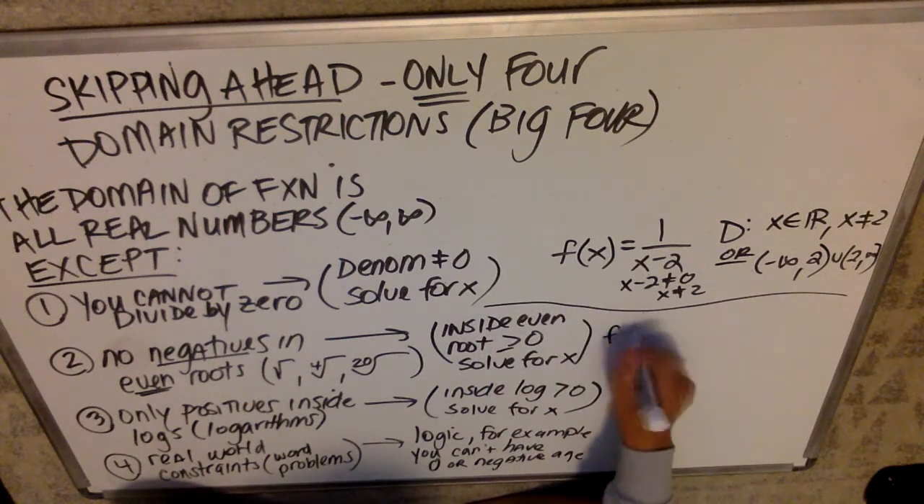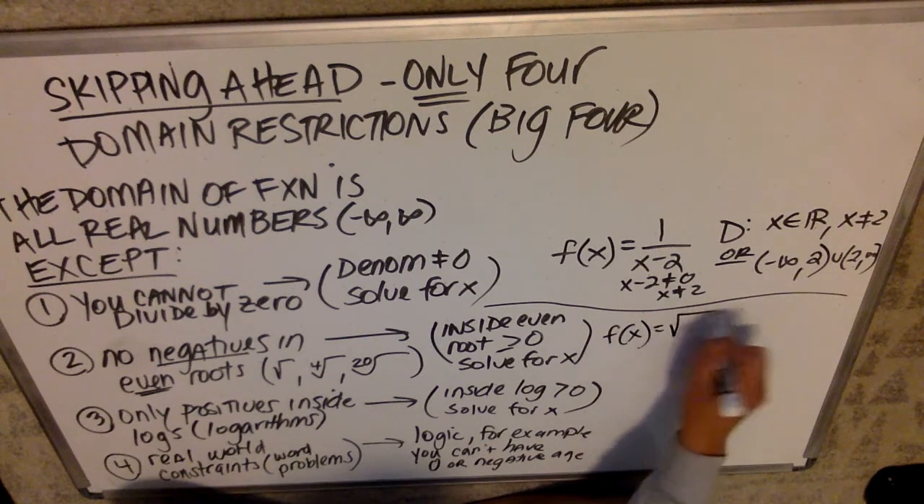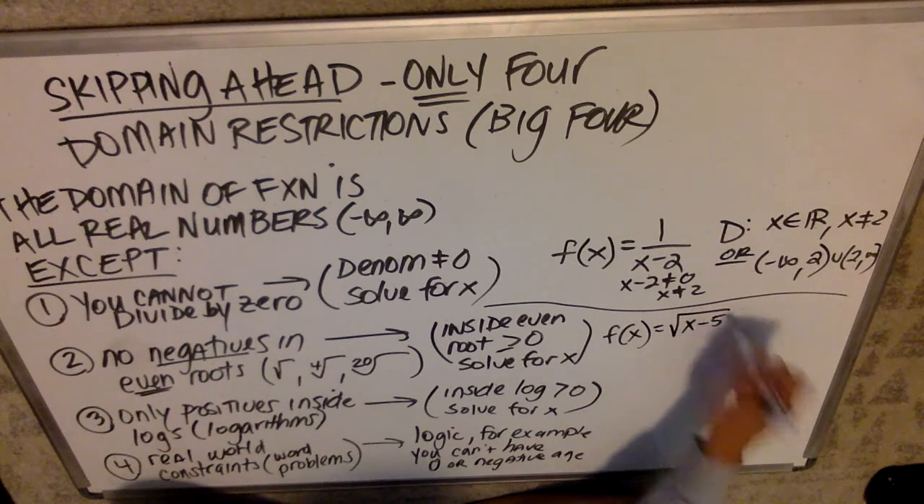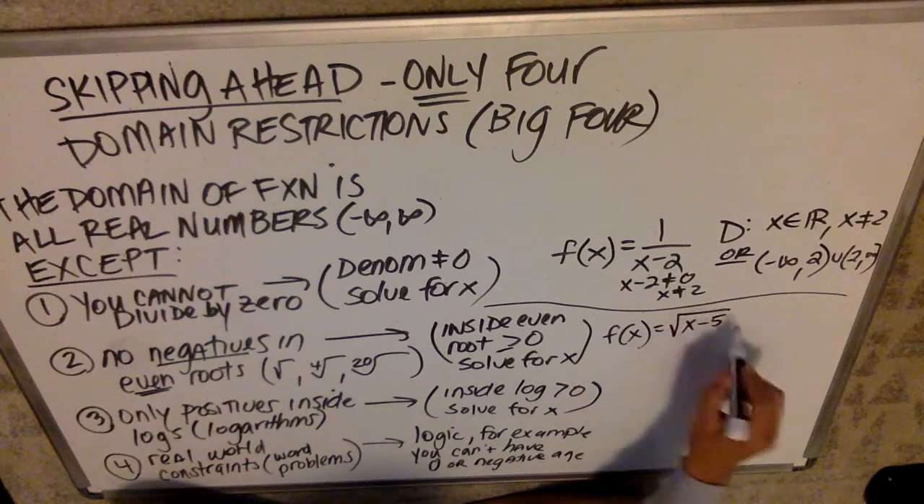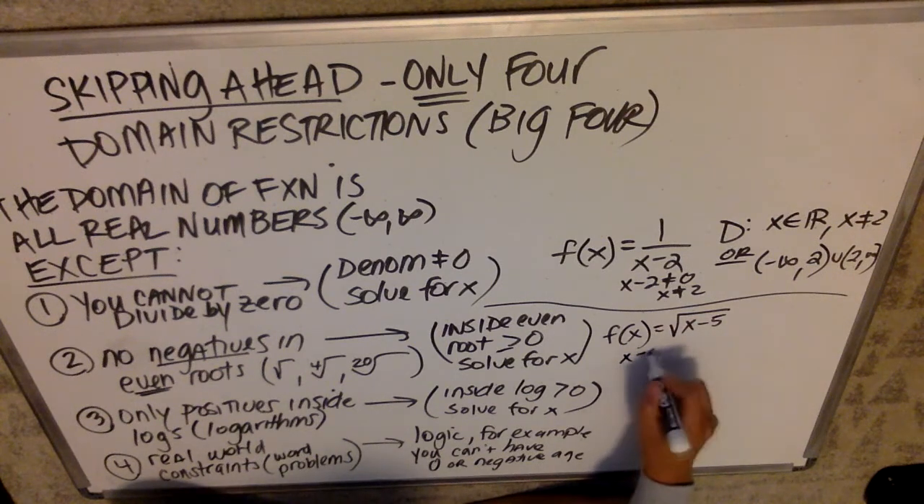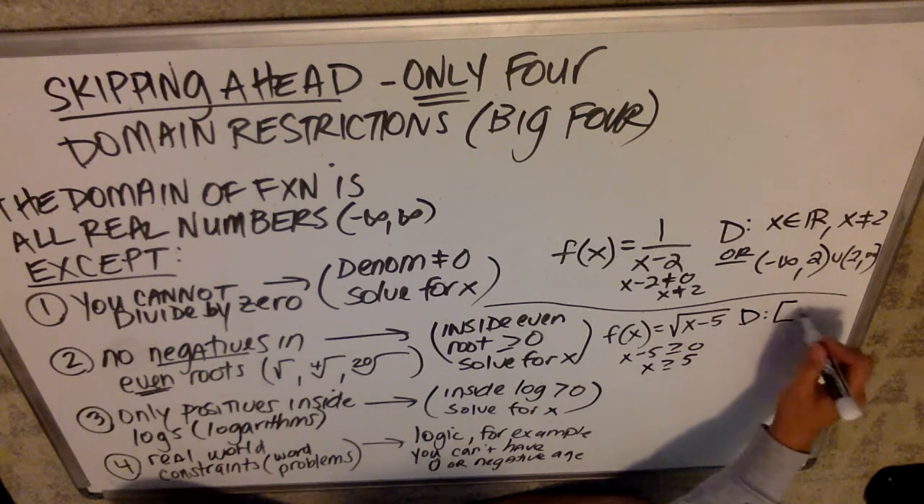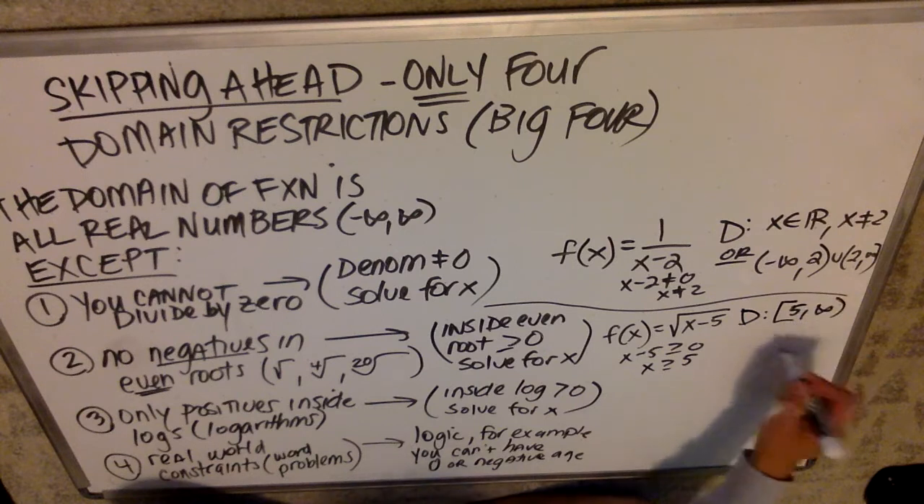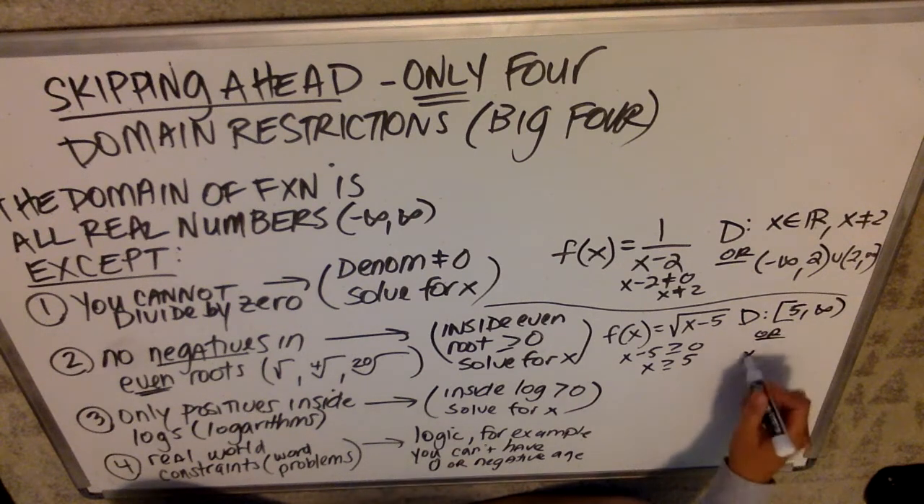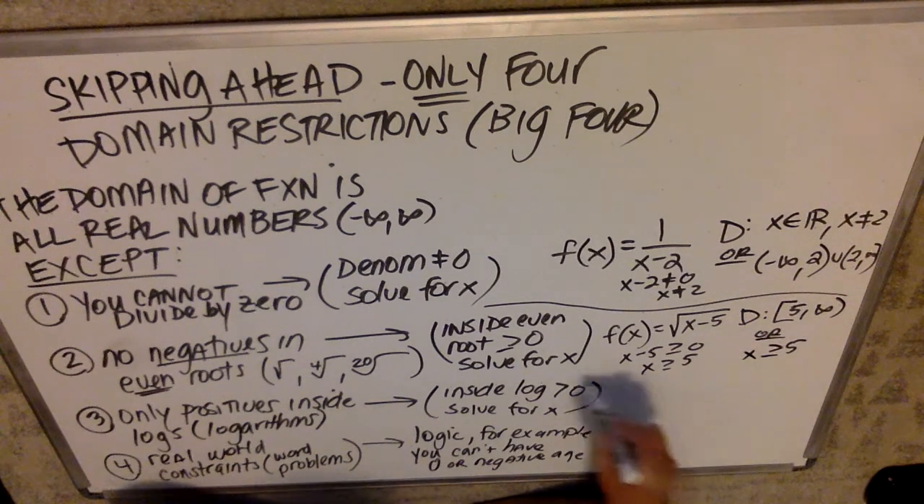If I gave you a function that looks like this, the square root of x minus 5, right? The inside of an even root can't be negative, so x minus 5 would be greater than or equal to 0, x would be greater than or equal to 5. So my domain would either be from 5 to infinity, or the other way to write this would be x is greater than or equal to 5.